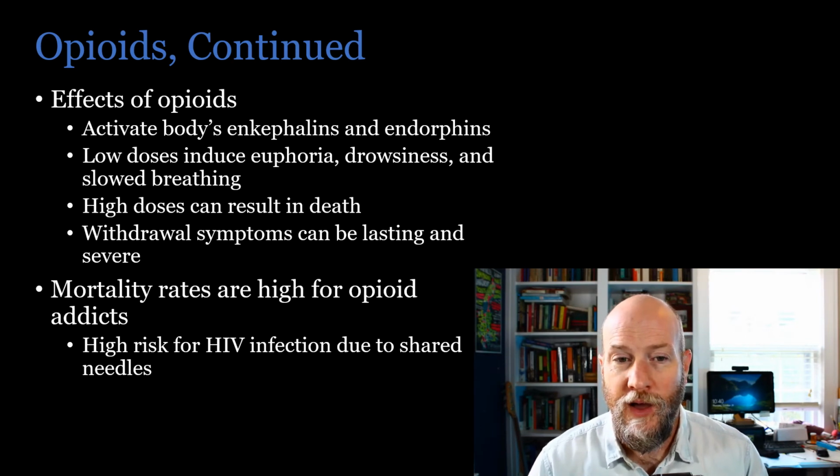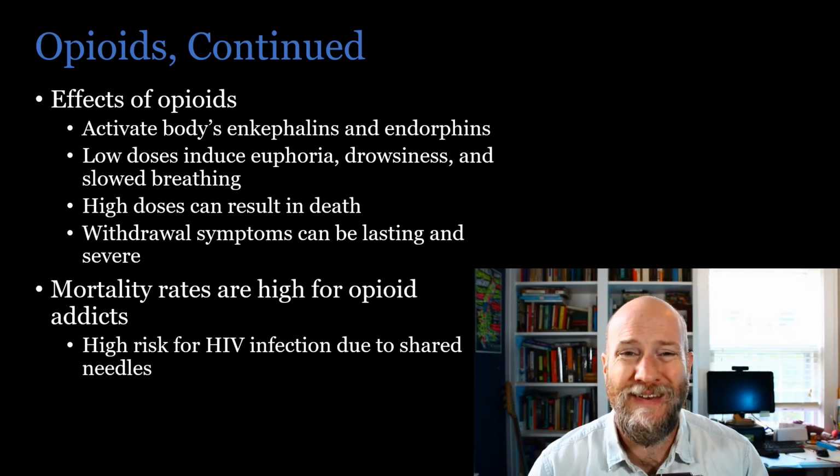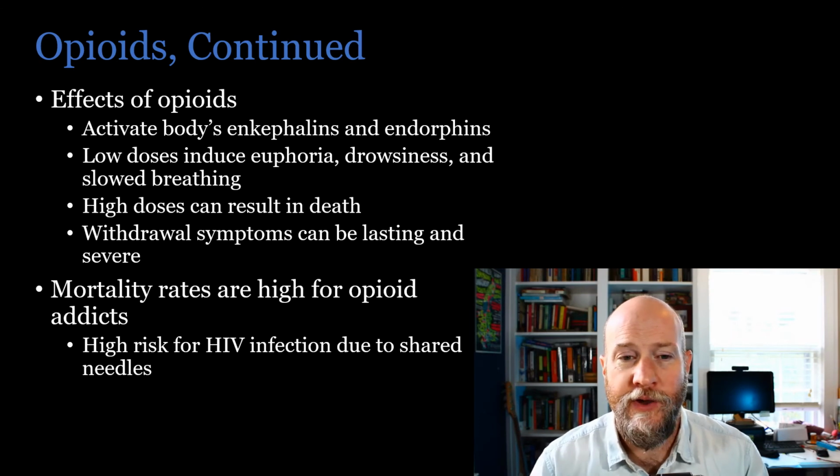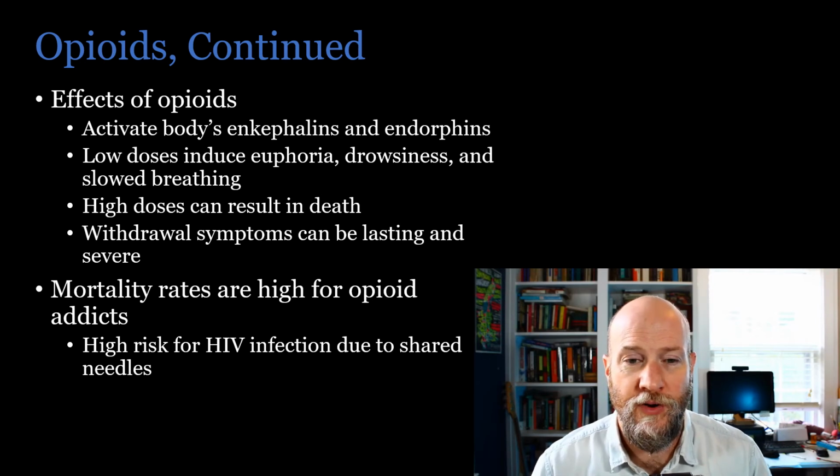Withdrawal symptoms from opioids can be lasting and quite severe, but tend to resolve within roughly 72 hours. As I mentioned, mortality rates are very high for opioid addicts. There's also an extremely high risk of HIV infection due to the sharing of needles for those that are using these drugs intravenously.